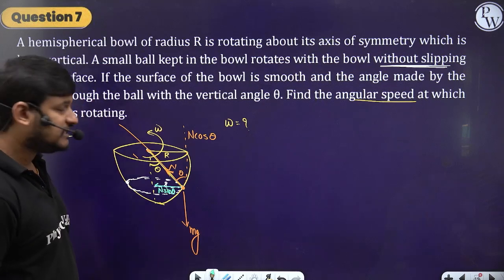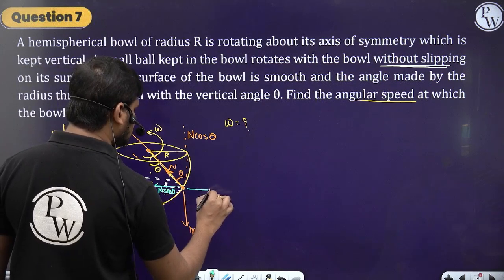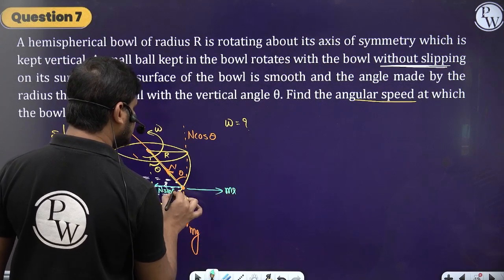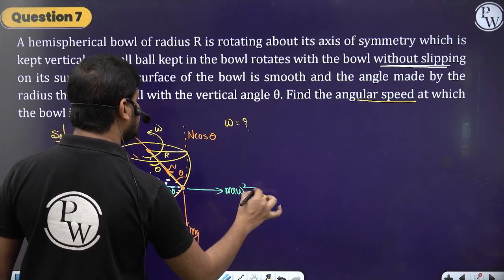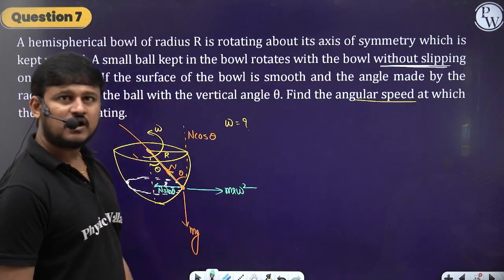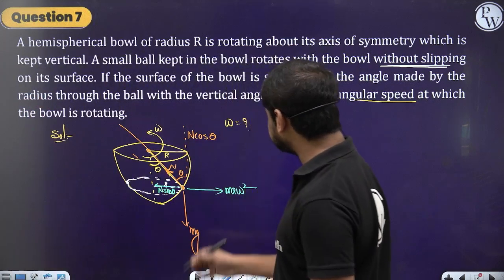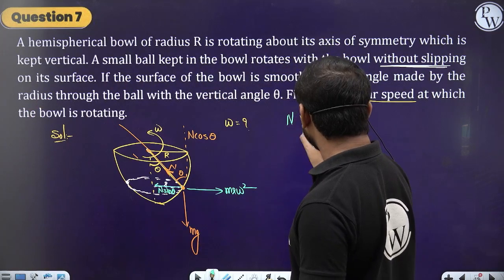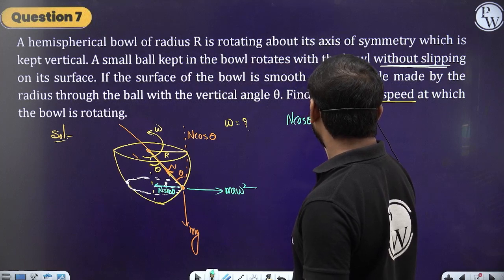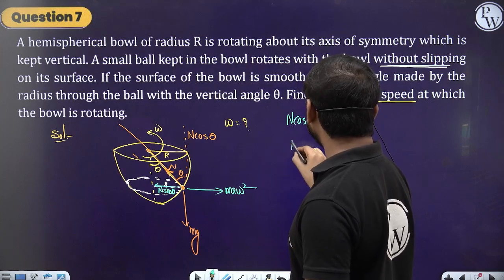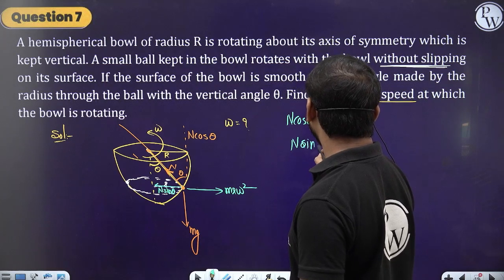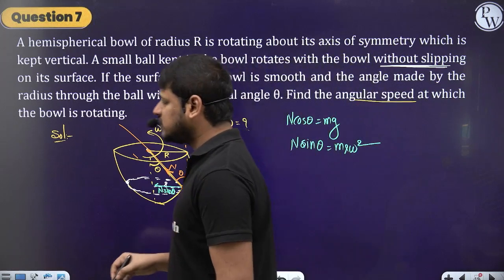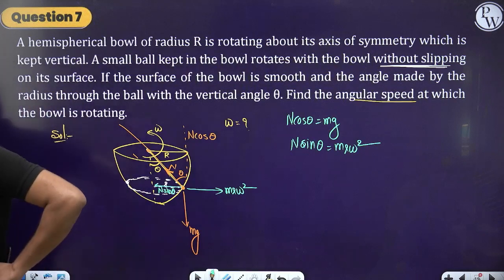So the N sin theta is acting, and the bowl is rotating. So the ball is moving in a circle of radius small r. So the centrifugal force that acts is m r omega square. So I can say that N cos theta is equal to mg, and N sin theta is equal to m r omega square. So that's it. Now you got the idea, right?